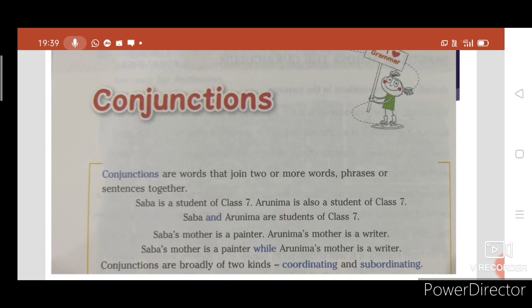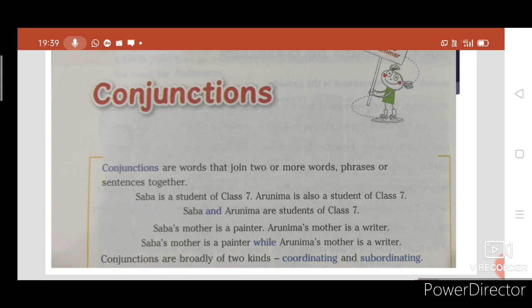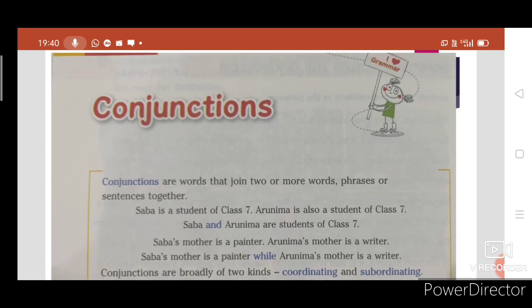For phrases, you can also say a group of words. Sabha is a student of class 7. Arunima is also a student of class 7. These are two sentences, and instead of repeating the same predicate, we want to join them into a single sentence. We use the conjunction and, to say that Sabha and Arunima are students of class 7.